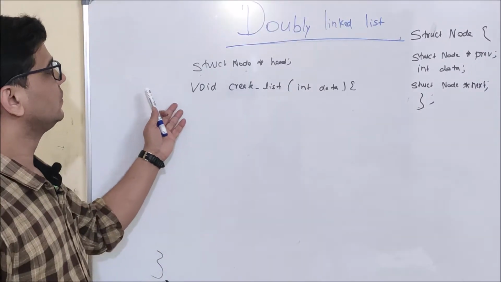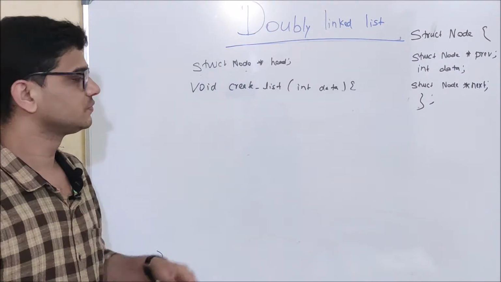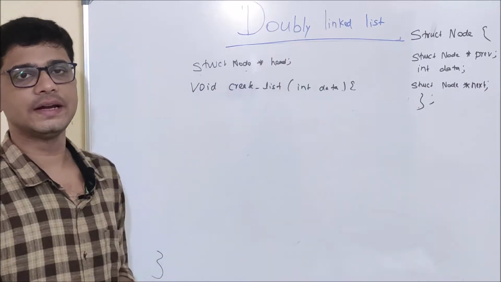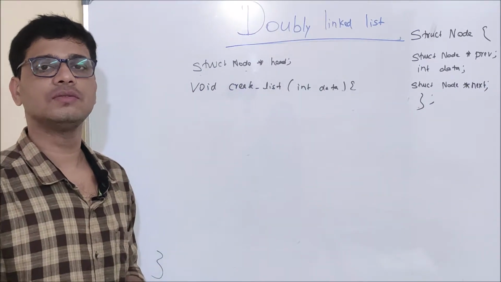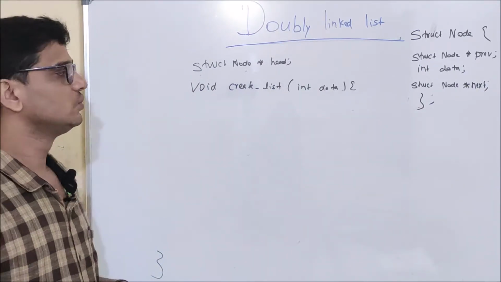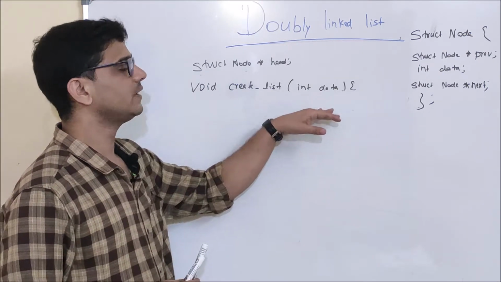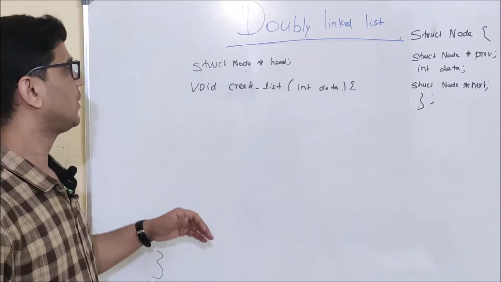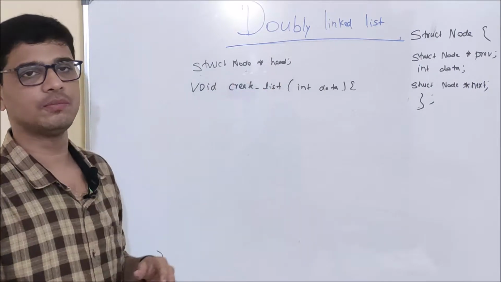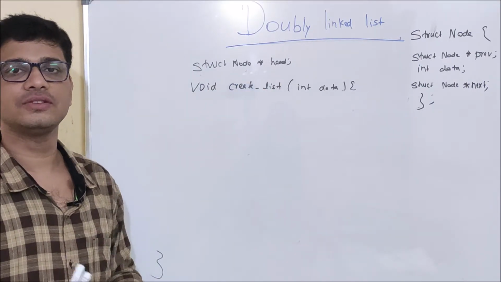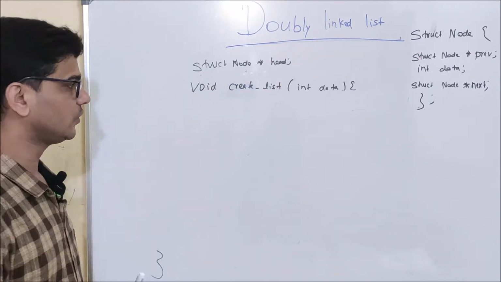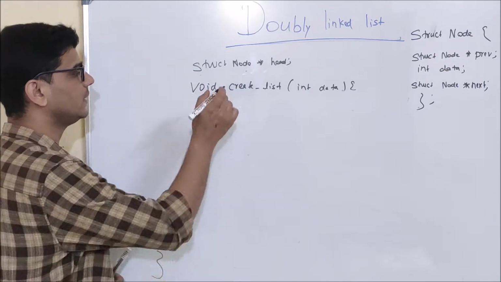So friends, as you can see here, this is a create list function. It is taking one parameter, data, that is, the value which we want to insert in our linked list. As we have received data, we need to create a node. And one more thing, as you can see here, I have a head pointer, which will store the address of the starting node, that is, the first node. So first of all, we will create a node.